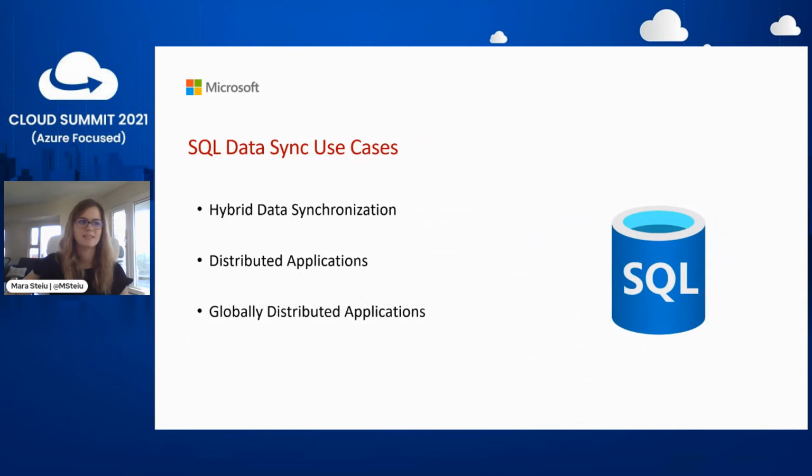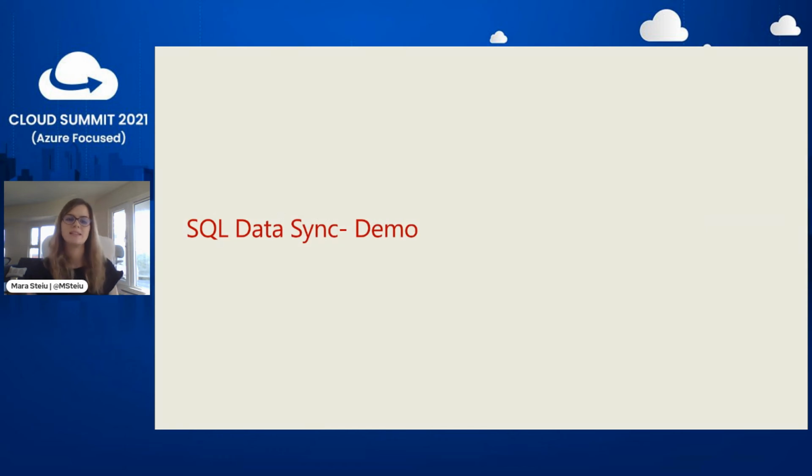Some common use cases that we've seen sync being used for are hybrid data synchronization, distributed applications, and globally distributed applications. And we also already discussed these in the beginning. And now I'm going to do a demo for the globally distributed replication scenario with sync.